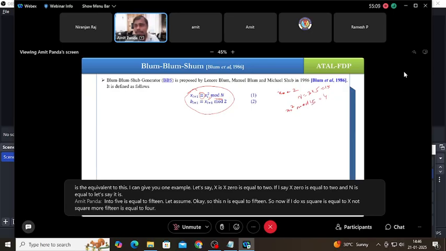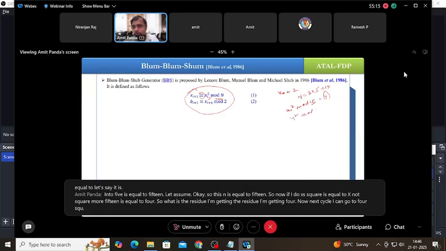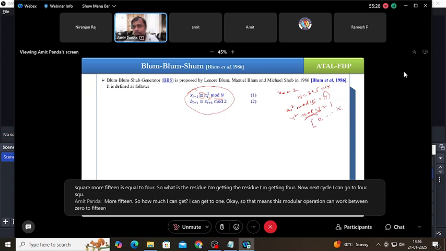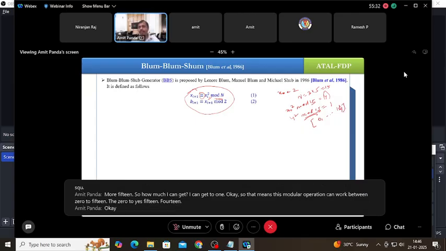So what is the residue I am getting? The residue I am getting is 4. Now in the next cycle I can go to 4 square mod 15. So how much can I get? I can get 1. That means this modular operation can work between 0 to 14. This is how we can calculate the residue.